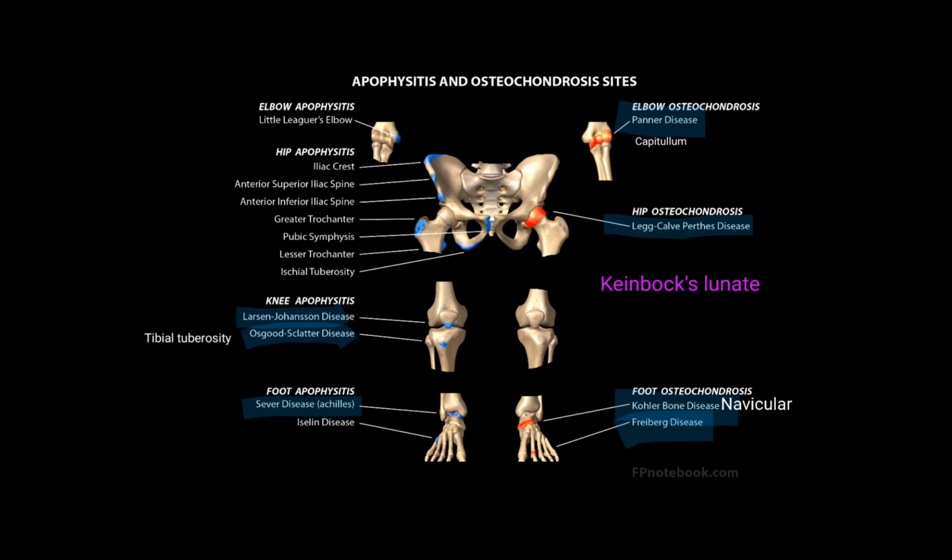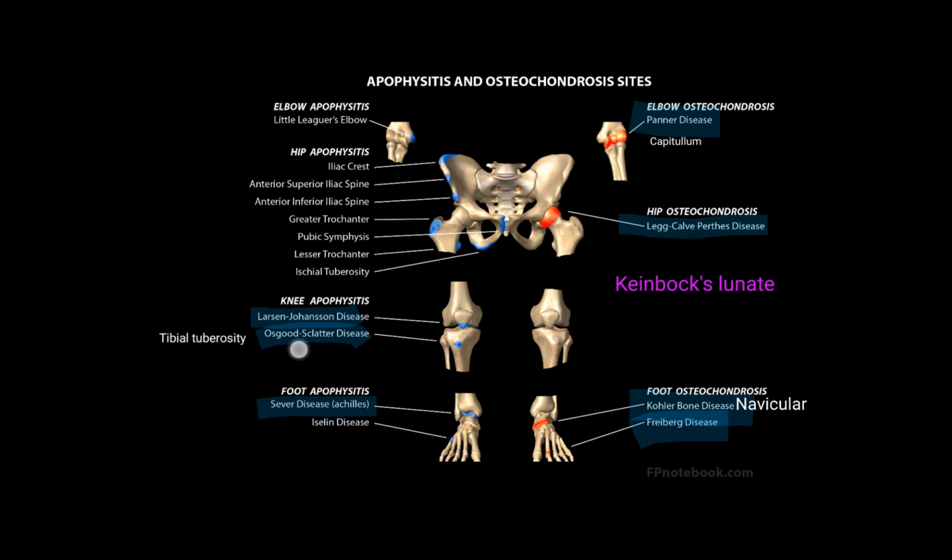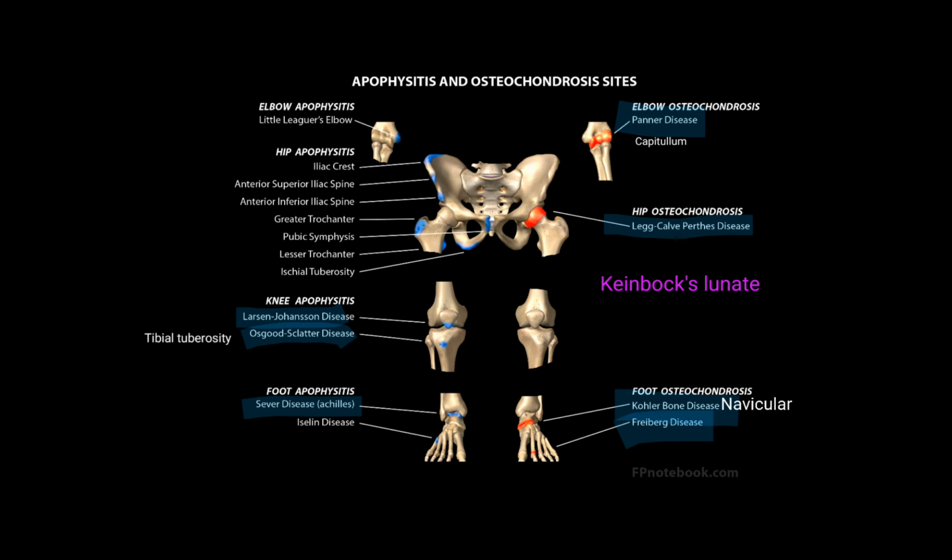Then next we have apophysitis and osteochondrosis sites. In this we need to remember the names linked with the specific region. If elbow apophysitis occurs, then it is known as little leaguer's elbow. If knee apophysitis occurs, then it is known as Larsen-Johnson disease. In the tibial tuberosity, it is known as Osgood-Schlatter disease. In the foot, in the region of tendo Achilles, it is Sever's disease.